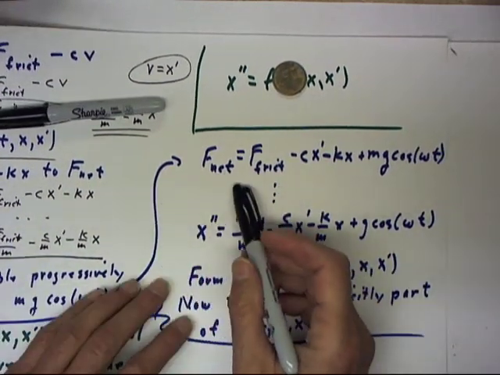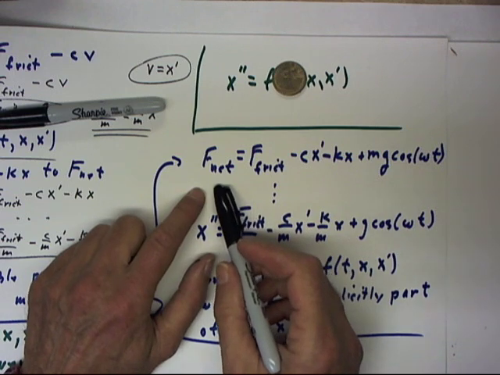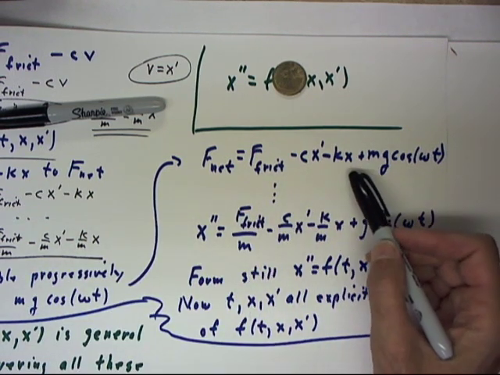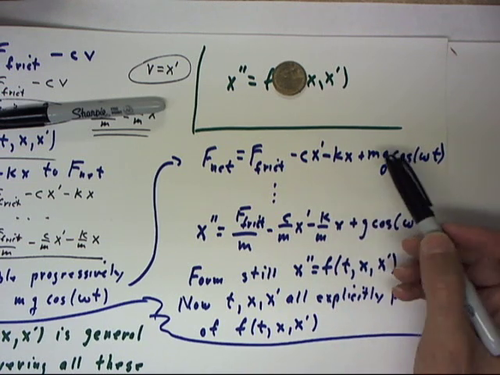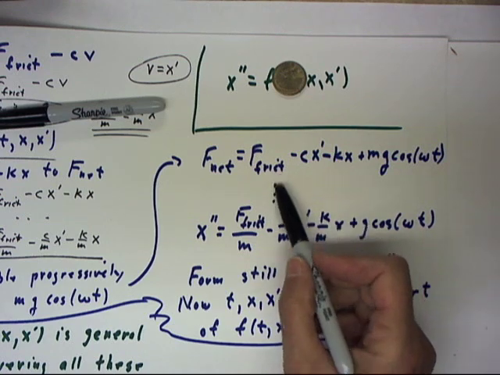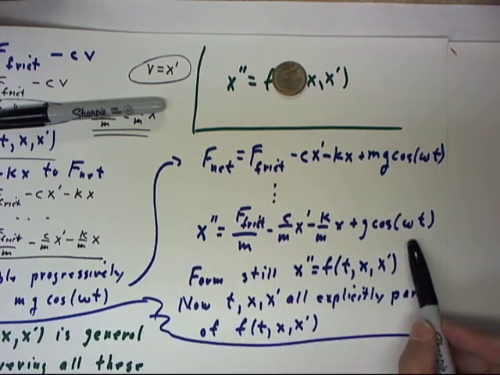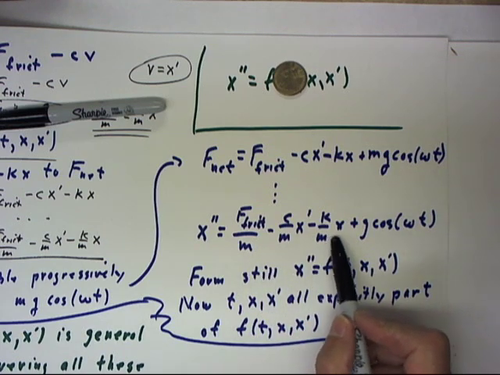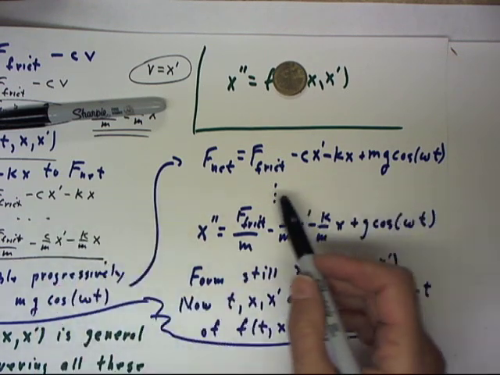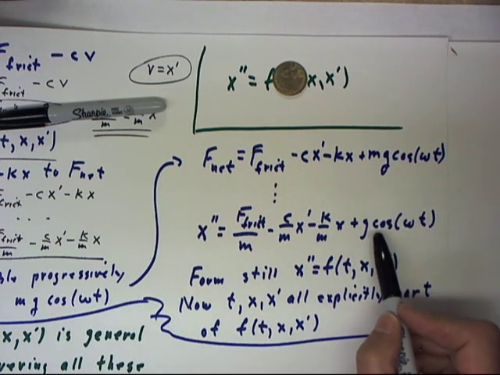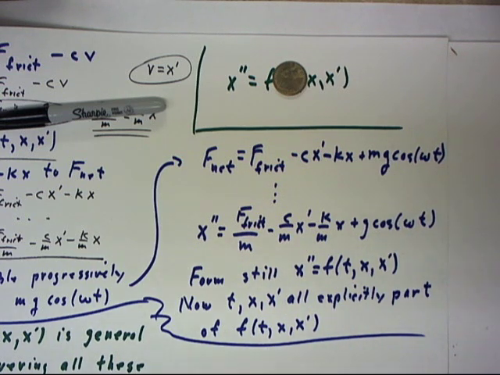In this case, our equation becomes F net equals force of friction minus c times the derivative of position, or c times the velocity, minus kx plus mg cosine of omega t, which rearranges as indicated here. All these terms are similar to what they were before, and when we divide through by the m, the m in front of the g goes away and we end up with g cosine of omega t.